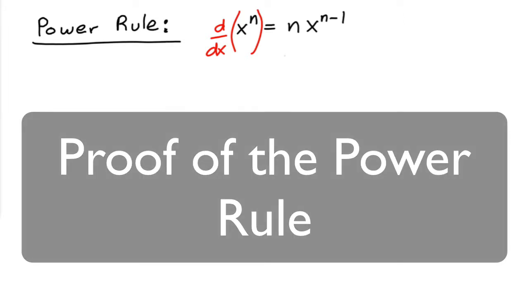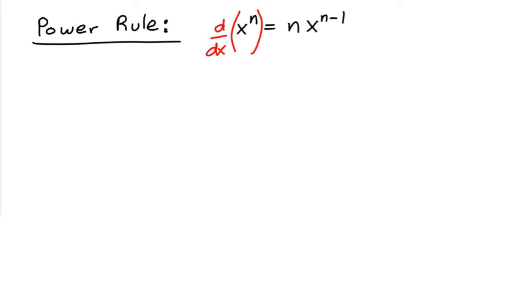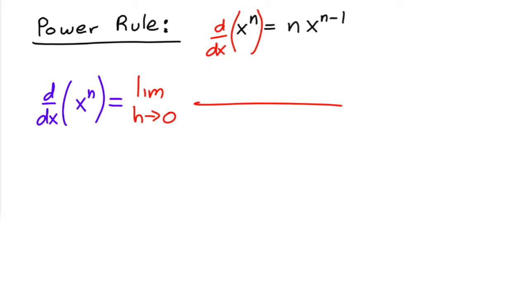Alright, so to prove the power rule, we have to use the definition of the derivative. So let's just start off with the derivative of x to the n. This is equal to the limit as h approaches 0 of the following fraction: (x plus h) to the n minus x to the n, all over h. So this is just using the definition of the derivative.